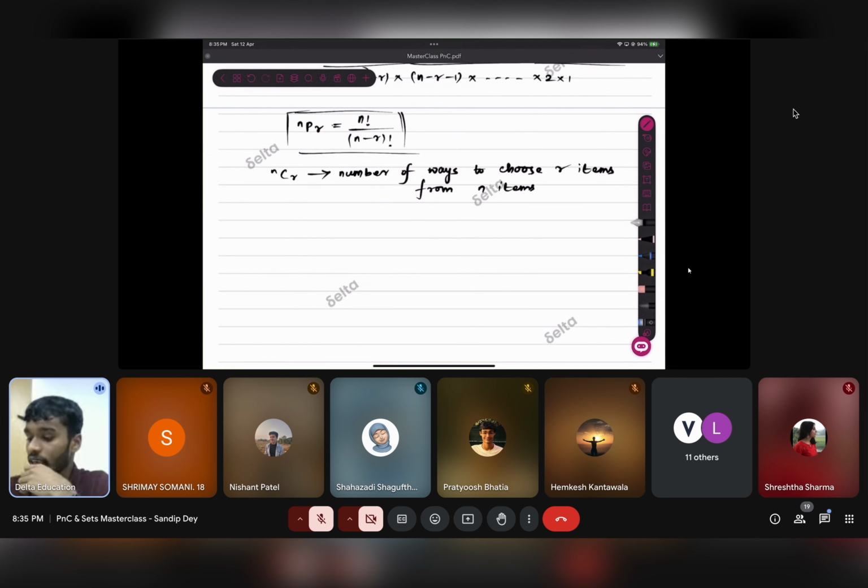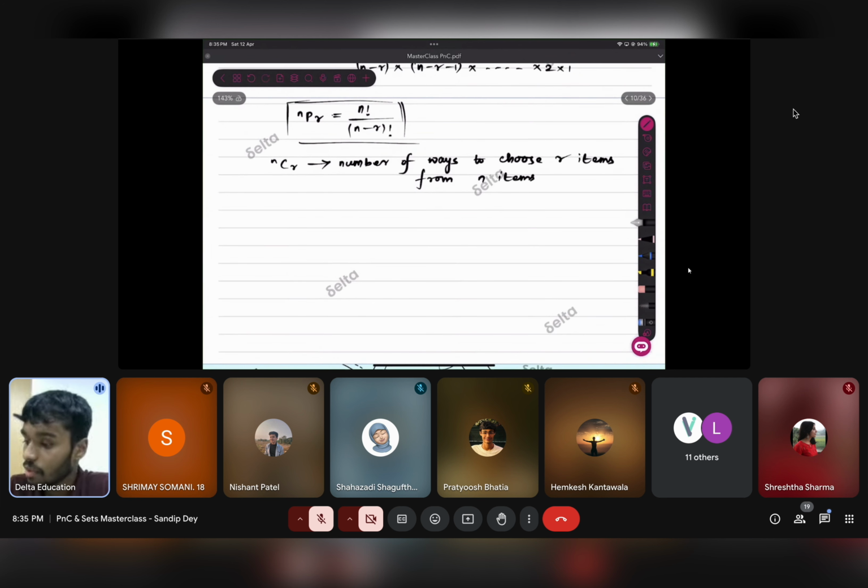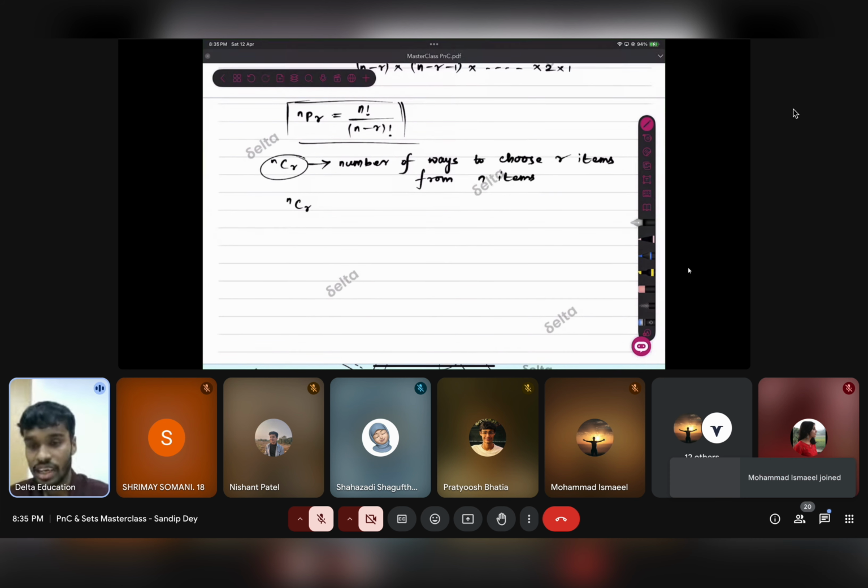So let's say I have chosen, I know that the number of ways to choose R items from N items is this, right? So if I say that I have chosen R items from N items and now I want to arrange those R items, right? So in how many ways can I arrange R items at R different places? Is there anyone who knows the answer?